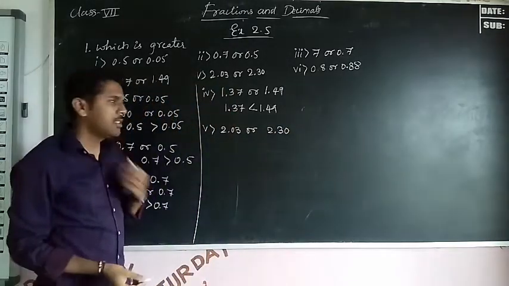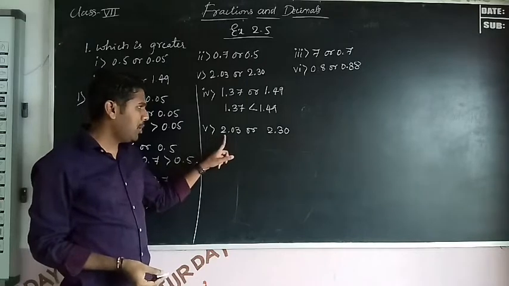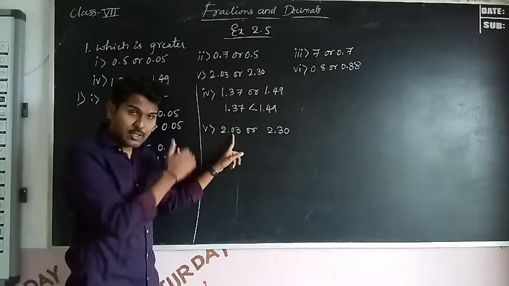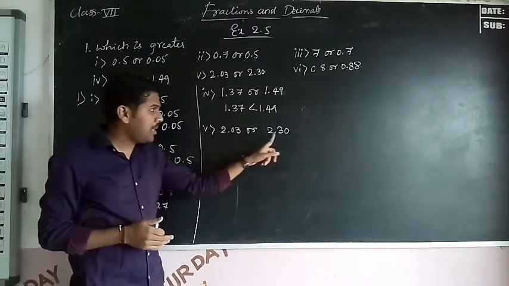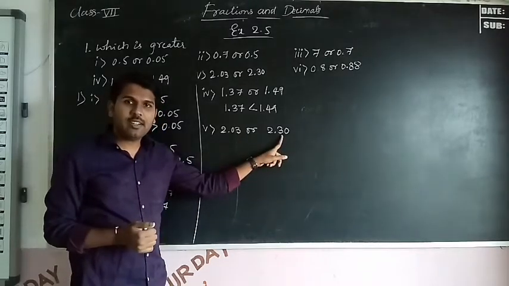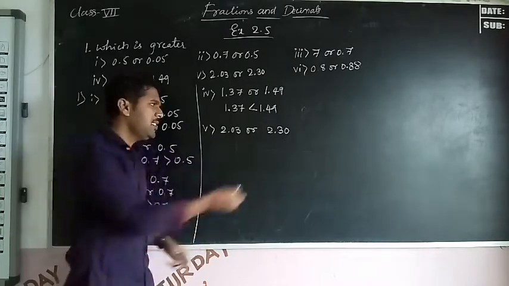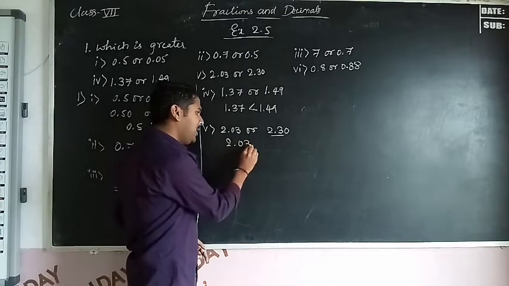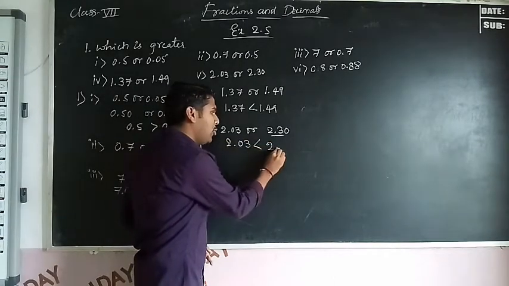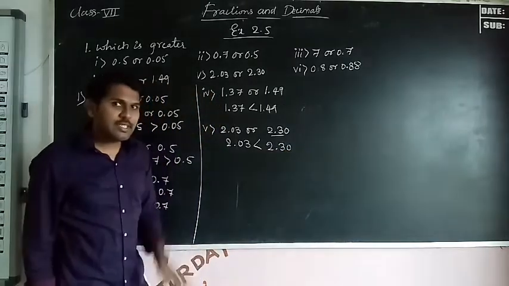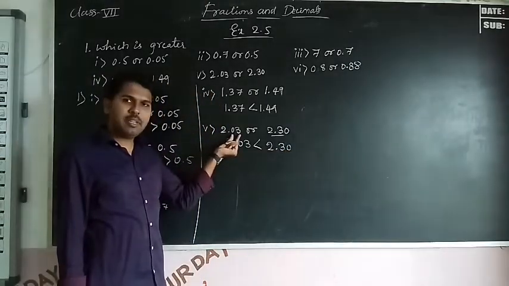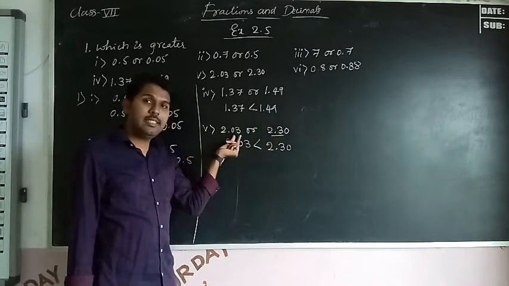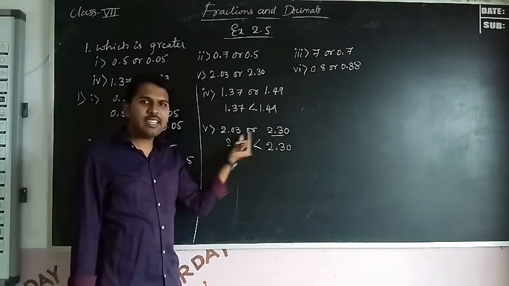So next, fifth one: 2.03 or 2.30. Now check this one. Whole number part 2 is there, here also 2 is there. Next to the decimal point, here 0 is there, but here 3 is there. Which one is greater? Obviously 3. That means this decimal number is greater than this decimal number. So 2.03 is smaller than 2.30. Otherwise in the decimal part, what is this number? Here 3 is there, here 30 is there. Which one is greater? Obviously 30 is greater than 3.